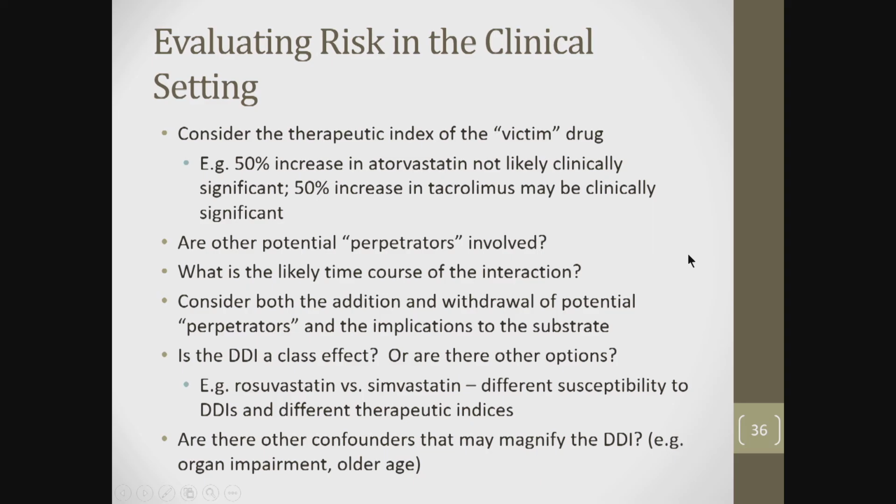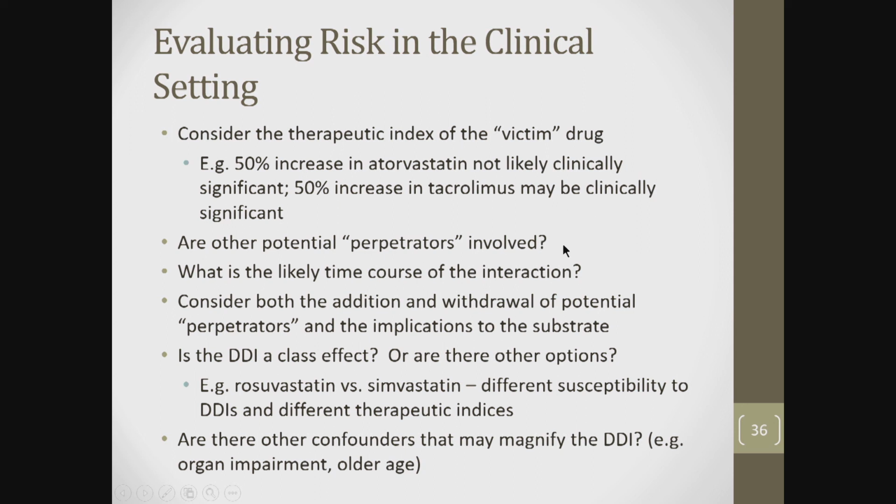When we evaluate the risk in a clinical setting for drugs that hopefully have been well characterized, we consider the therapeutic index of the victim drug. So, for example, atorvastatin has a relatively wide therapeutic window. If we see a 50% increase in atorvastatin exposure, that may not be clinically significant. However, tacrolimus or Prograf, which is used following organ transplant as an immunosuppressant, has a much more narrow therapeutic window, and a 50% increase in exposure can be clinically profound. So we'd probably consider a dose reduction or therapeutic drug monitoring in that case.